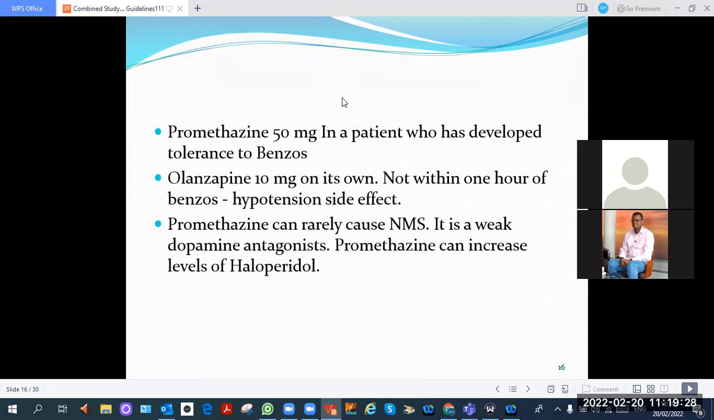And you don't need to monitor ECG even. So this is the best, but unfortunately, it's not available in each and every country of the world. If it is available, go for it.